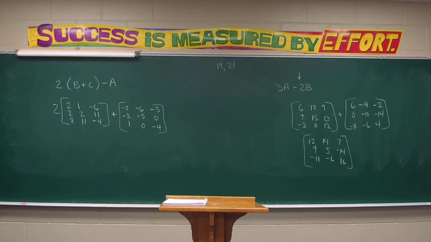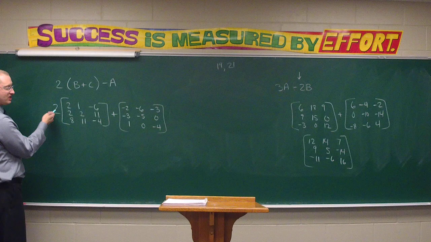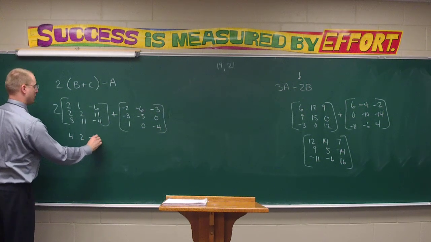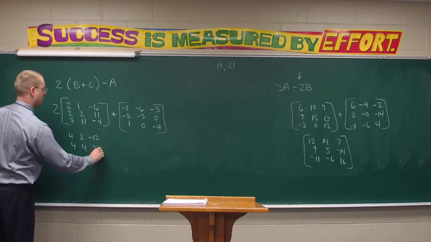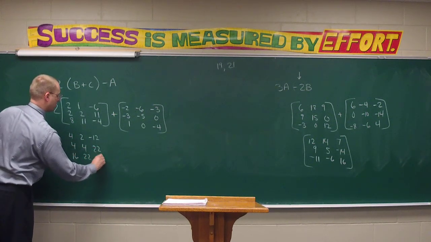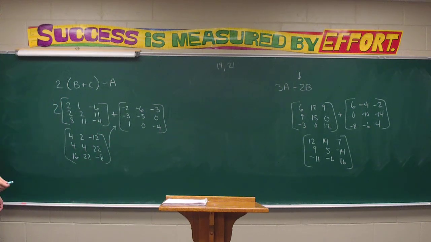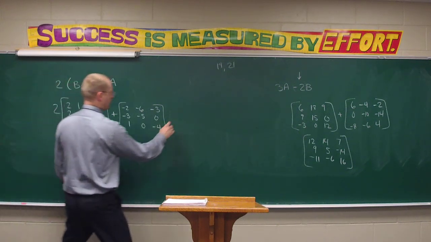Next, what needs to happen? Order of operations. Brandon? Multiply the 2. Yeah, multiply the scalar here to get 4, 2, negative 12, 4, 4, 22, 16, 22, negative 8. And we're going to take this and add it to that. I'm too lazy to recopy that, so let's just add them together here.